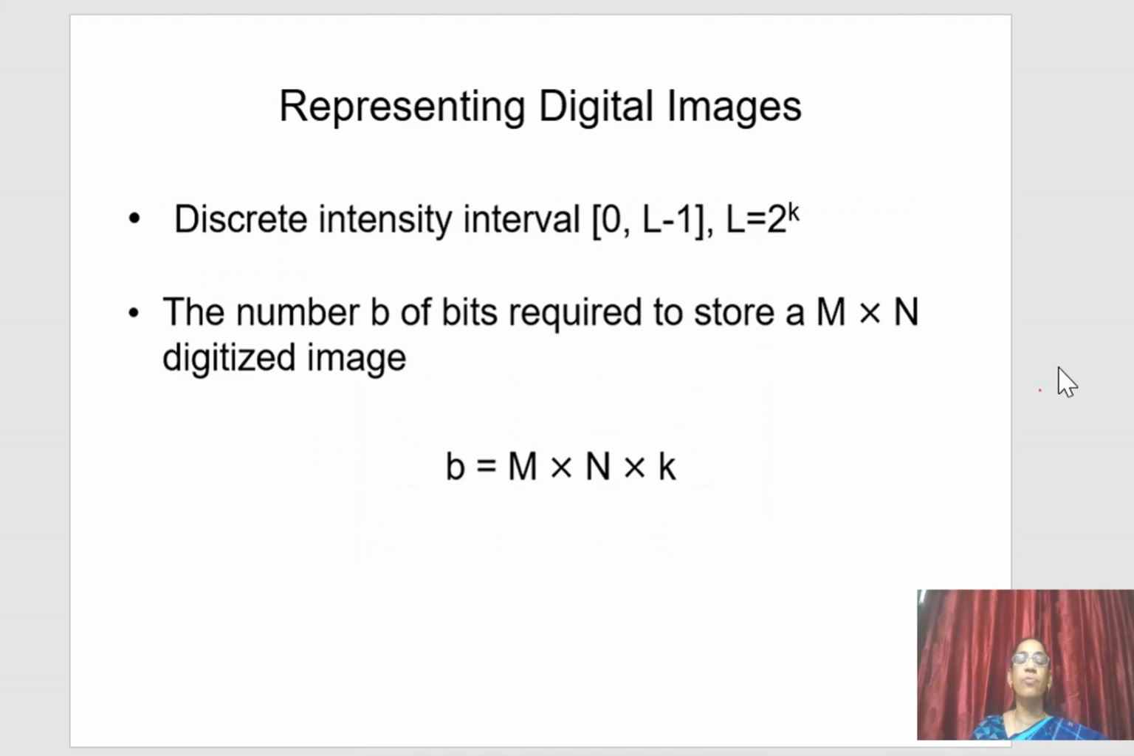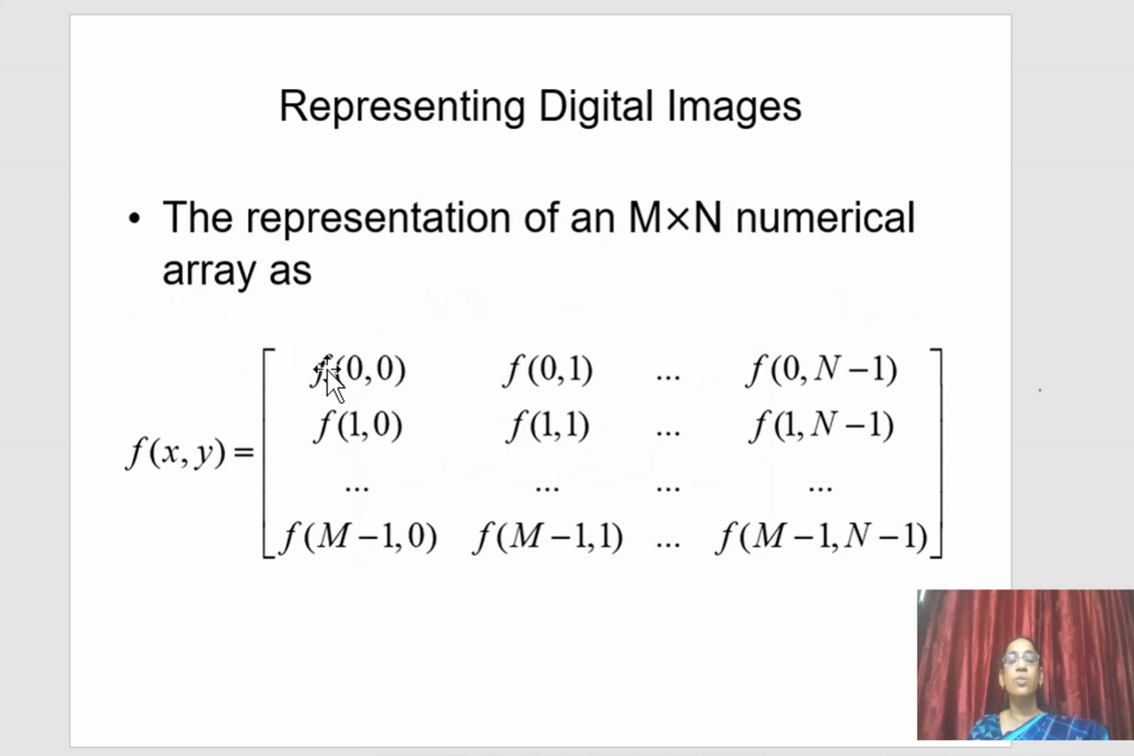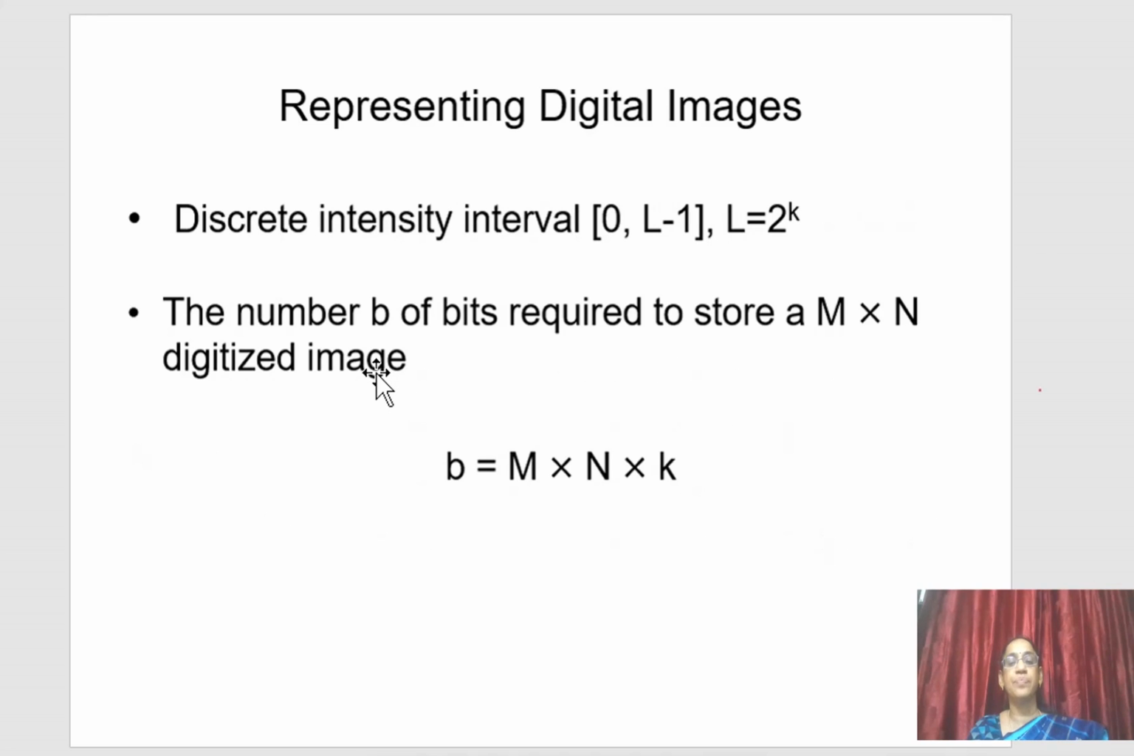Now we have to calculate the number of bits required for storing the image. So m into n, where m is the width of the image and n is the height of the image, and k is the number of bits required for storing the value of each pixel. Here, for f of 0, 0, how many bits do we need to store the value of 0, 0? That is k.